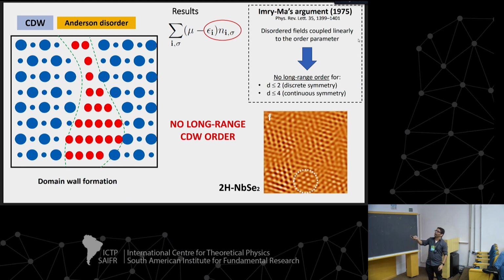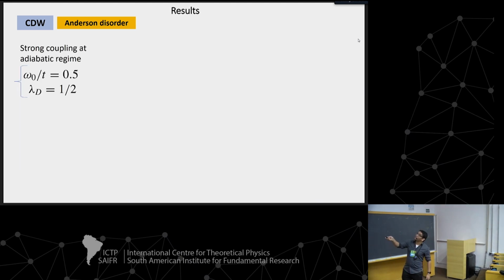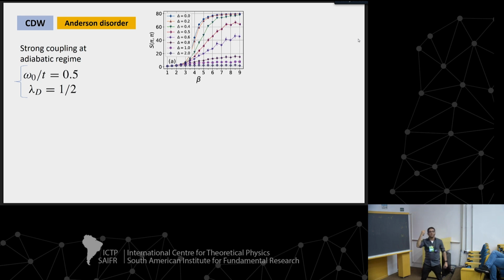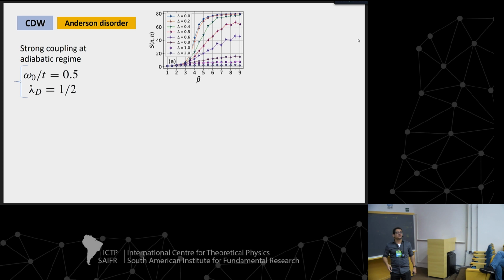So this is what I mean for CDW here. Okay, so let me start discussing this strong coupling regime first. In this strong coupling regime, again, looking at the charge structure factor, when you put this order, you reduce the peak of the structure factor as a function of beta, the inversion of the temperature. So you no longer have this very nice, very clear peak of the structure factor.